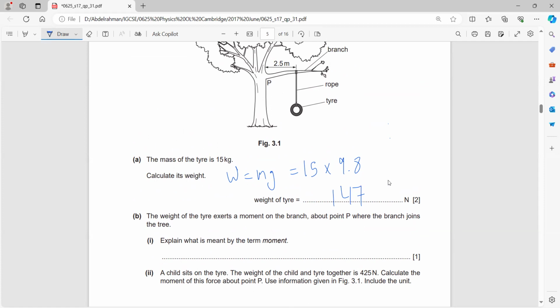Can someone remember? It is the turning, yes, thank you. It is the turning effect, not the amount of force acting. I just need to say it's the turning effect. Okay, it is the turning effect of a force about a pivot. You can just say turning effect, that's it.